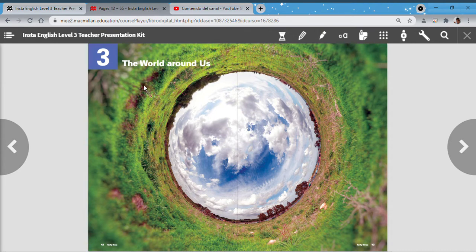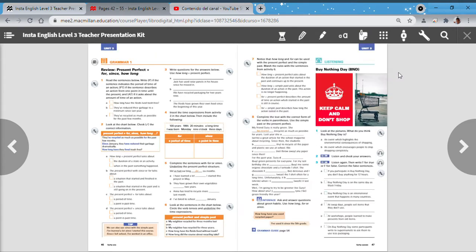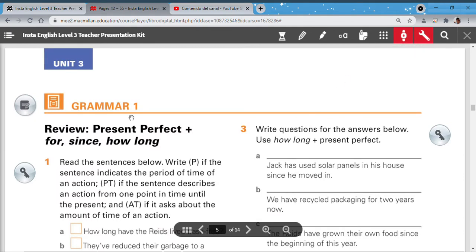Let's remember that in the week before we saw unit number 3, the world around us. This was our picture and we continued with our vocabulary. We did a quiz and a reading activity. That is good. For today, we're going to focus on grammar number 1: review present perfect plus for, since, and how long.